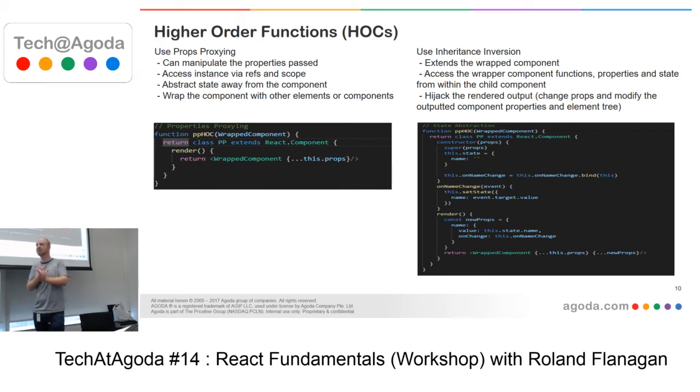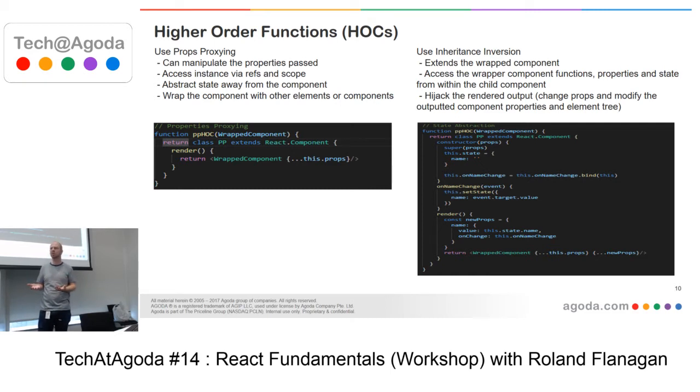We can abstract the state away from the component, so we can have one component which manages the state, and then lots of little stateless components underneath that let the parent control the data being passed through. And finally, it's a way to wrap the component with other elements. You can add new styles.